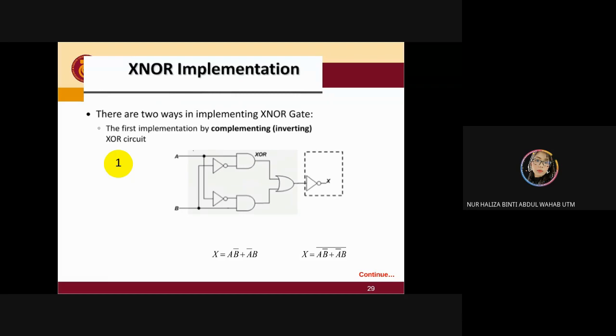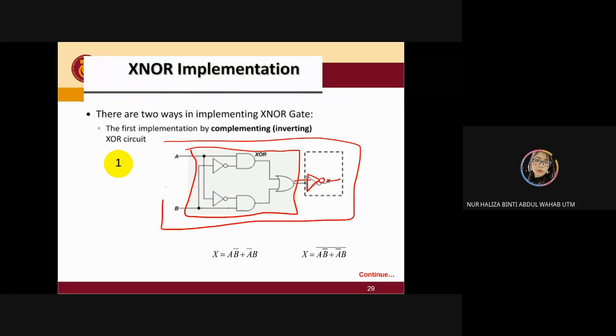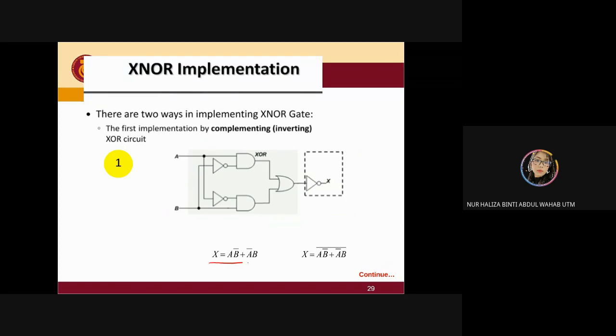So as mentioned, you have the XOR. Your XNOR will be only adding another NOT. So this is your total XNOR. And what is the differentiation? You're going to have A B bar plus A bar B for XOR, and this is for XNOR. So it is the complement of your XOR.